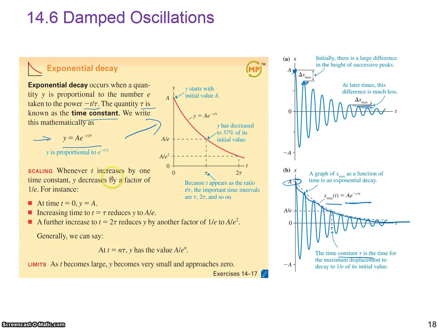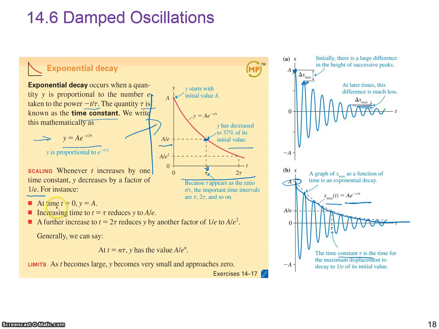It says when t increases by one time constant, y decreases by a factor of 1 over e. What they show here is that one time constant, if you plot time versus amplitude, means that A has declined to A over e, and they tell us that y has decreased to 37% of its initial value. We're going to take a closer look at that and see how that happens.